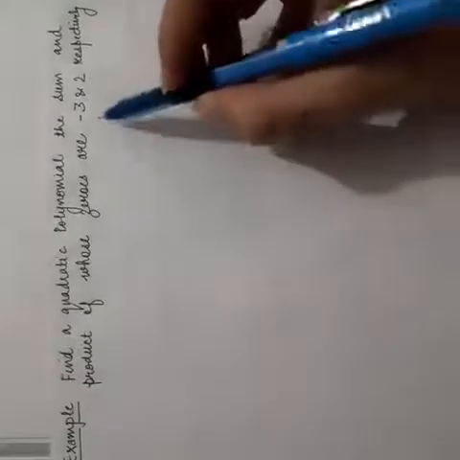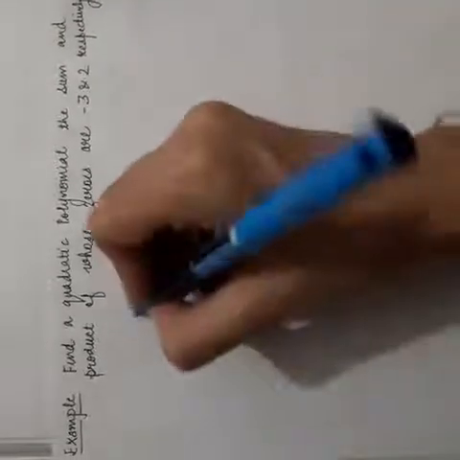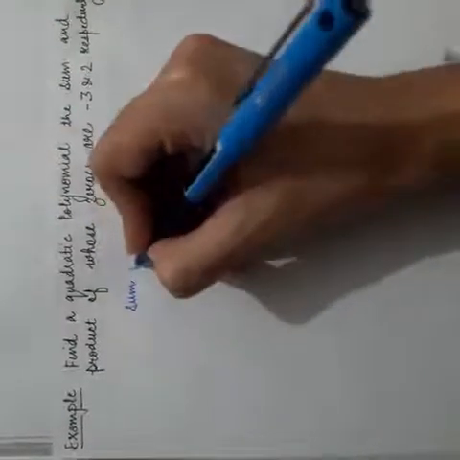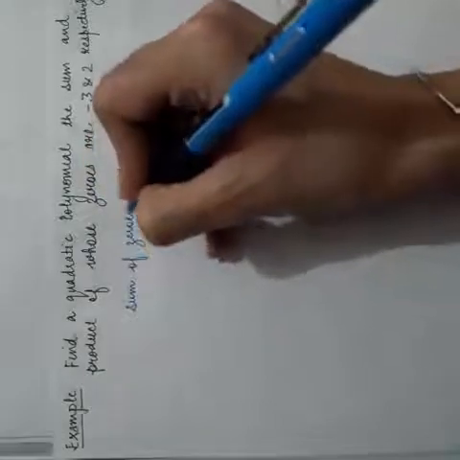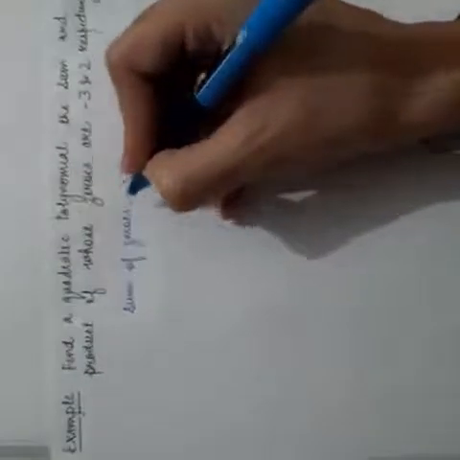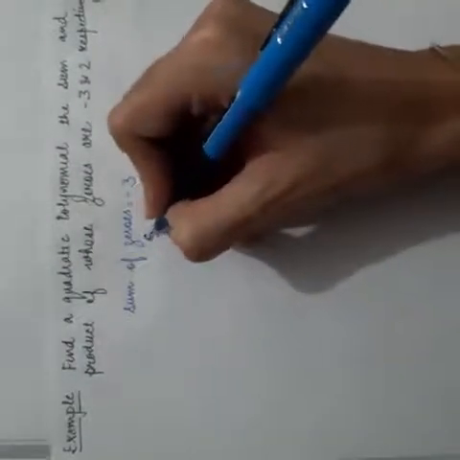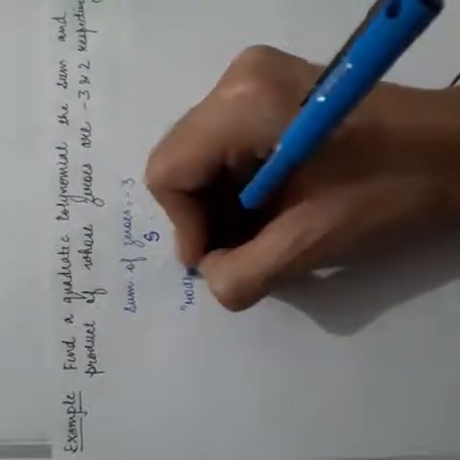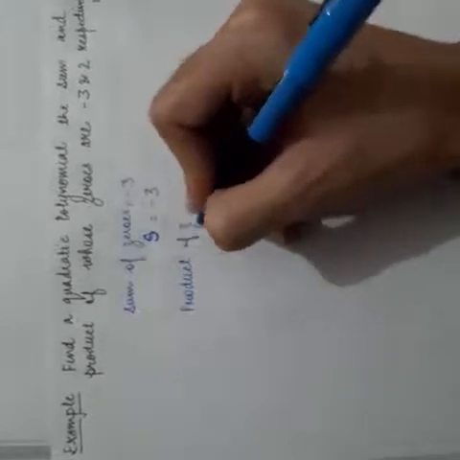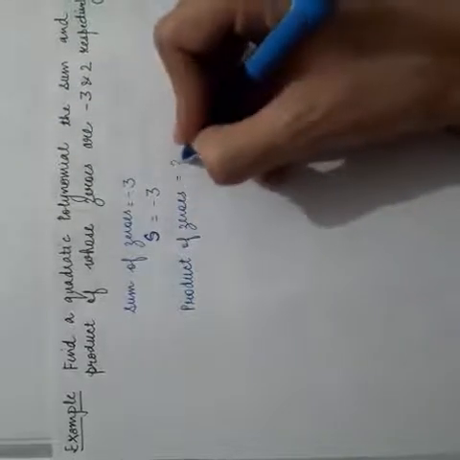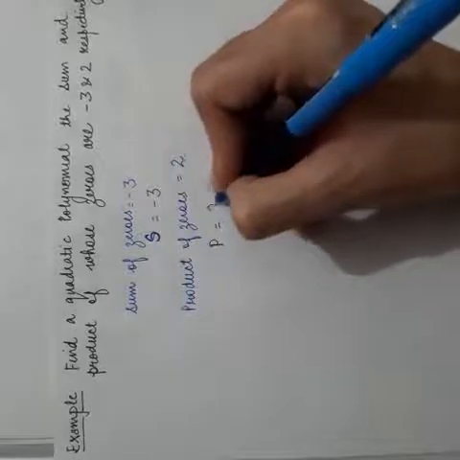Now, another type of question that can be asked, which is related to this topic. Find a quadratic polynomial, the sum and product of whose zeros are -3 and 2 respectively. Now you are given the sum of zeros is -3. We write it as capital S. It is equal to -3. And the product of zeros is 2. We write it as capital P is equal to 2.